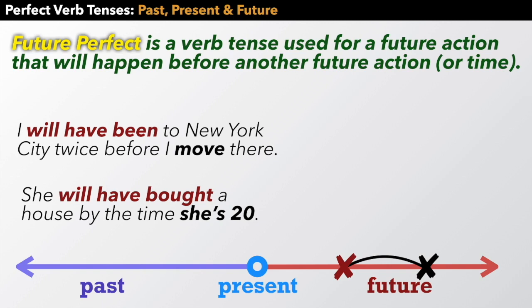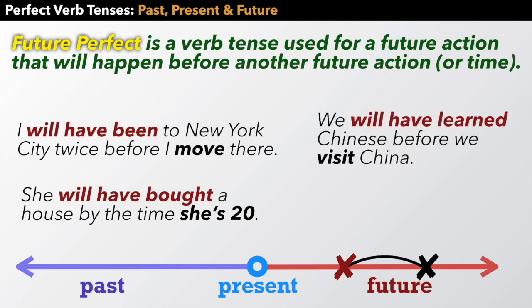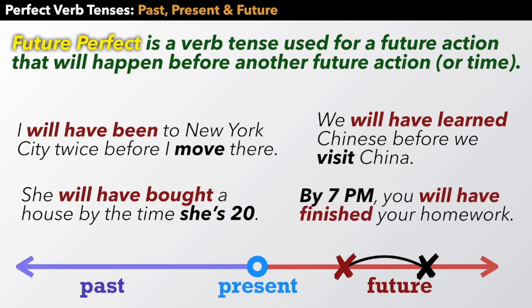She will have bought a house by the time she's 20. We will have learned Chinese before we visit China. By 7 p.m., you will have finished your homework. This will have happened.